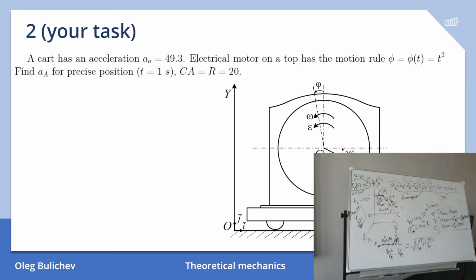So maybe we have the three components: Coriolis, transport, and relative. So A relative to C is omega multiplied with R, and for the transport we need the tangential and the normal, and we need the acceleration of C, which is the acceleration of the whole car, so AO, plus tangential for C. So in that moment we can calculate the velocity and derivative. For the velocity it would be the tangential, and for the normal it would be epsilon multiplied with R.